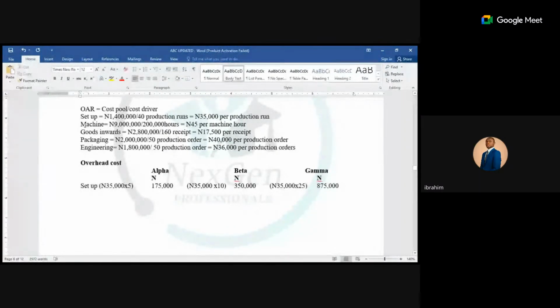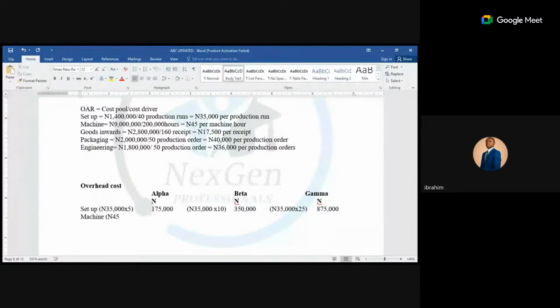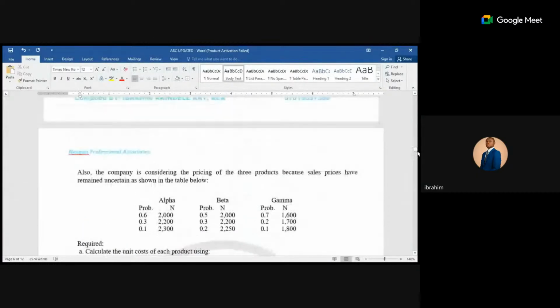We have machine hours, class. And we will pay them based on the hours worked, because this is activity-based costing. Machine hour will be paid 45 naira per machine hour. Let's do the workings here. The question is, what are the machine hours? How many hours will it take them to produce the alpha, beta, and gamma units? Let's check it out from the question.